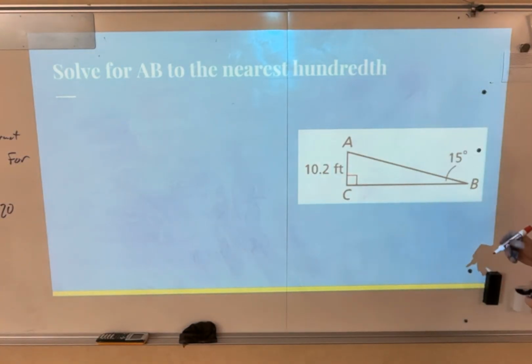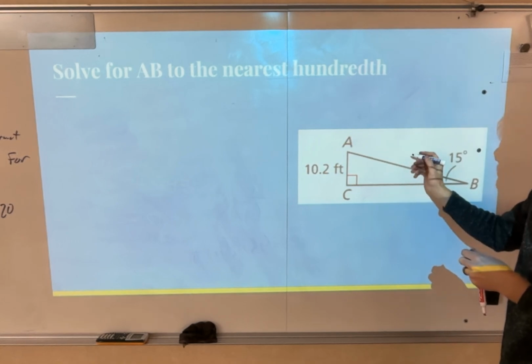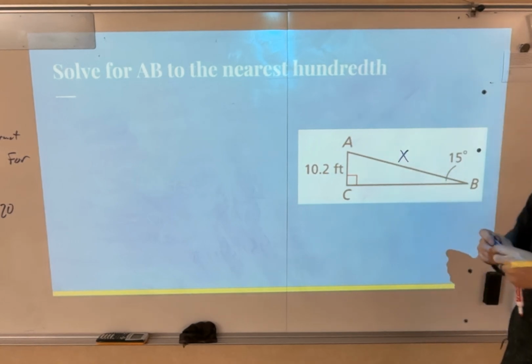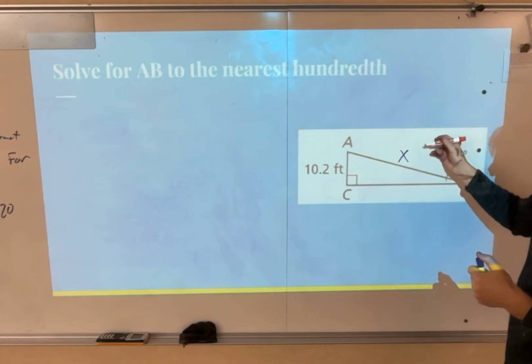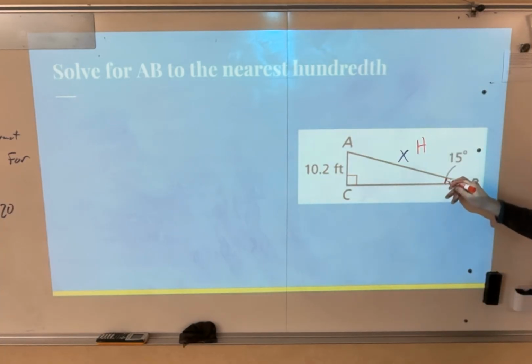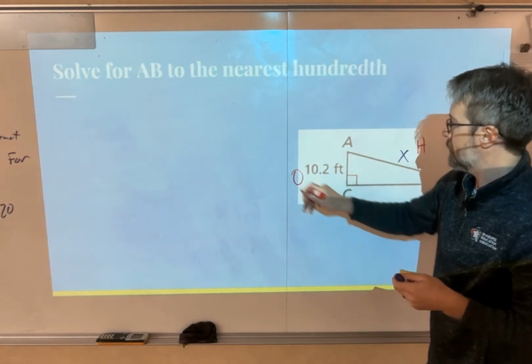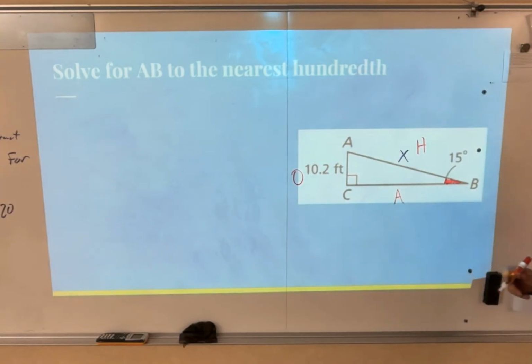All right, so we're looking for side AB. So AB is here. I like to throw an X on there, so that's kind of my target. That's what I'm looking for. Then my hypotenuse, well, that's the X. My reference angle, 15 degrees, right? That's this one, angle B. And opposite of that is the 10.2, and then there's my adjacent.